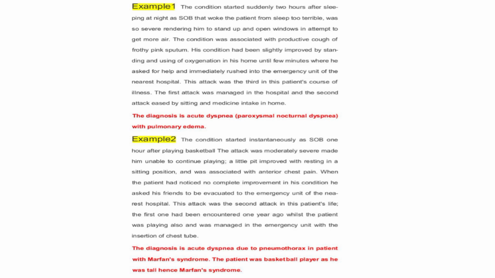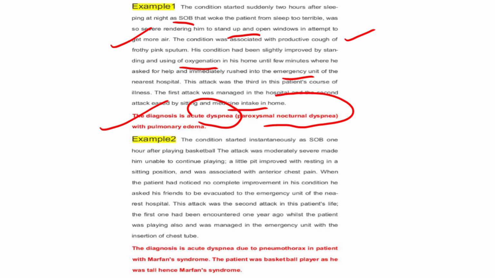In example number 1, the condition starts suddenly 2 hours after sleeping at night, as shortness of breath that woke the patient from sleep. It was too severe, forcing him to stand up and open the windows in an attempt to get air. The condition was associated with a productive cough of frothy pink sputum. His condition was slightly improved by standing and use of oxygen, whereas he asked for help and was immediately rushed to the emergency unit of the nearest hospital. The first attack was managed in the hospital, and the second by sitting and medication. This is a case of acute dyspnea with pulmonary edema, and the nocturnal dyspnea is at night.